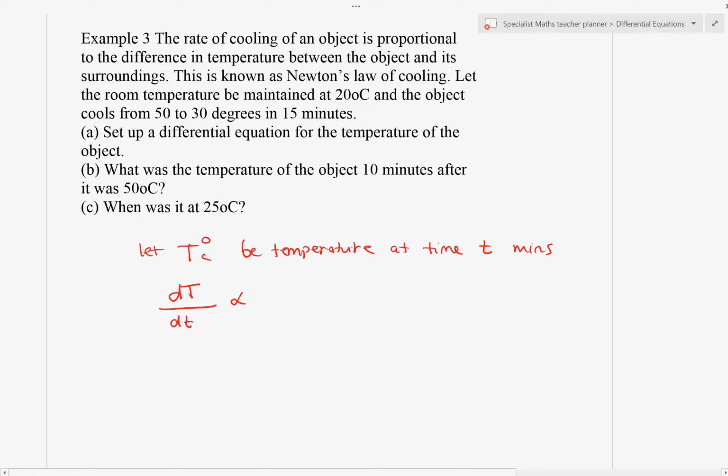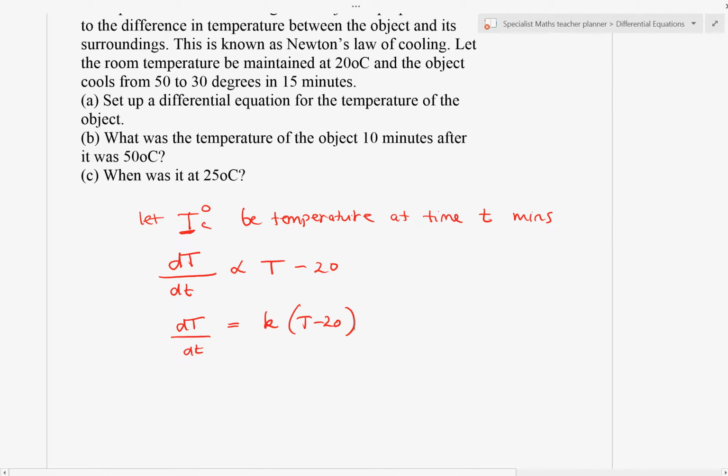No. Haven't I just stated this? It's proportional to... Let's have a look. Let the room temperature be maintained at 20 degrees, and the object cools from 50 to 30. Big T minus 20. Thank you. So therefore, I've got dT/dt is equal to k(T minus 20). This is Newton's law of cooling.